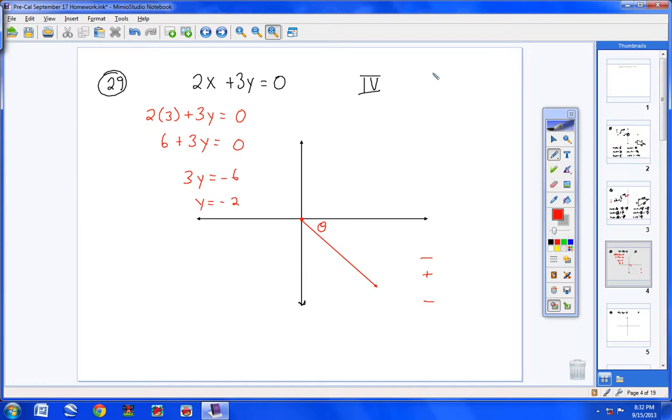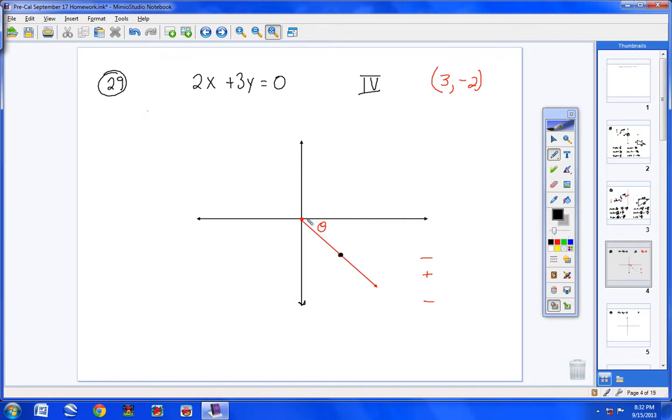So now I have an ordered pair that lies on that line. What did I put in for x? 3. What did I get out for y? Negative 2. So I definitely have an ordered pair that falls on that line. So there's my ordered pair. Now that's a big deal because now I can come over here and go over 3 and down 2 and put a point right here.